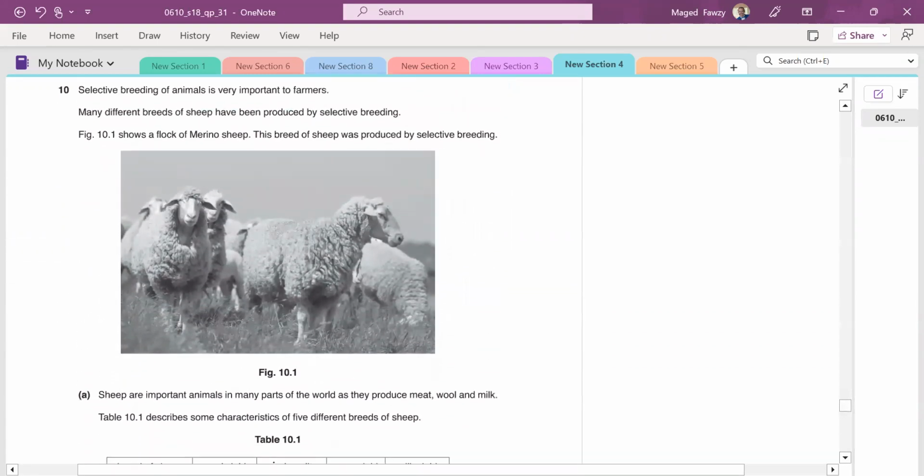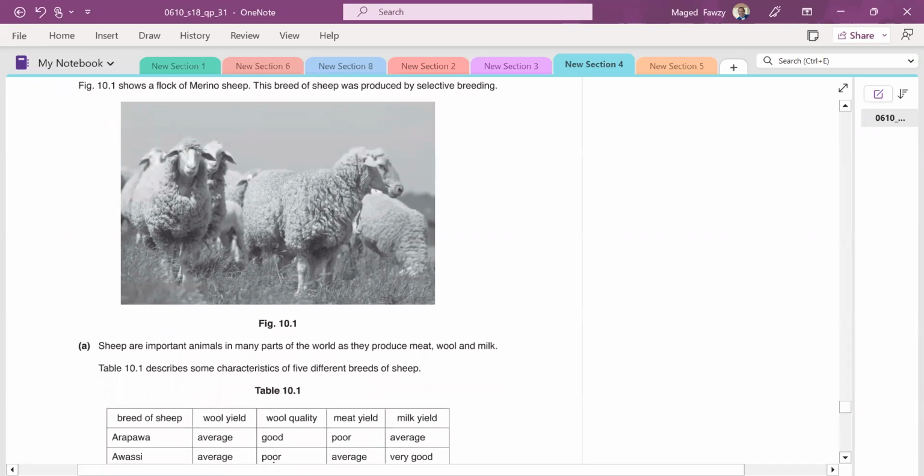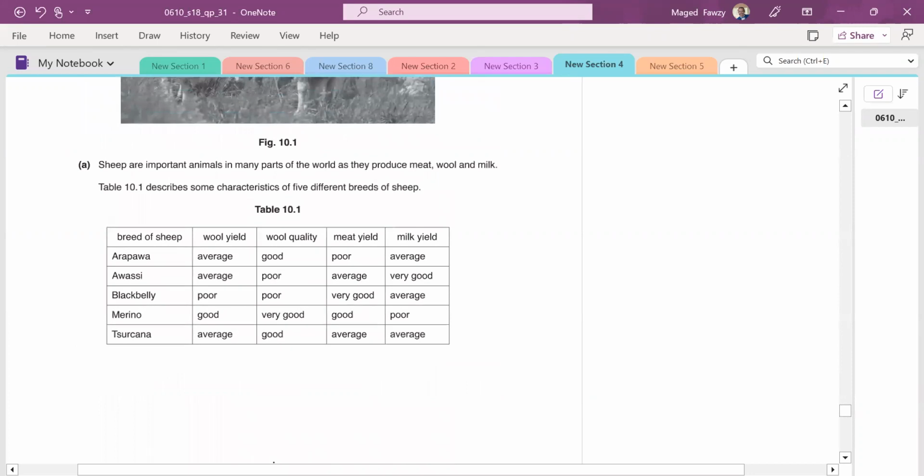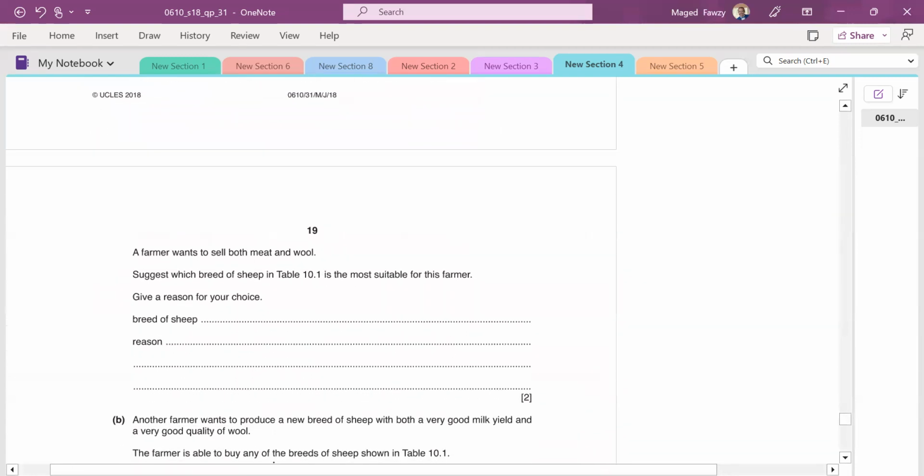Okay. Question 10. This is the last question in this exam. Very short question. It's not that hard at all. Read the question with me for 2 minutes. We want to do selective breeding. In front of you is a table of different breeds of sheep, with wool yield, wool quality, meat yield, and milk yield. I will go back to the table while answering the questions.